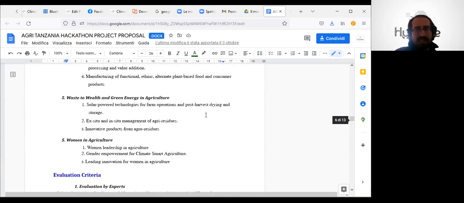We will send the call for application in the next days in order to gather some teams, and we will give 3 days for solutions, and then we will decide some winners among the teams that participate. The winners we will mentor in order to develop their solution with professionals and experts in the agricultural field.